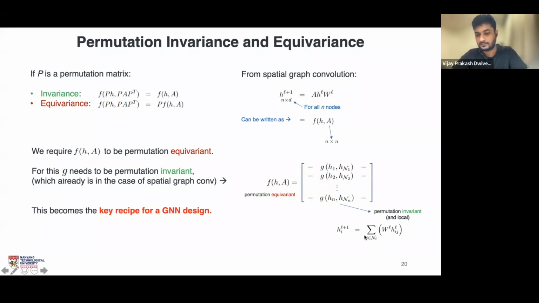And this is precisely the GNN that we have. So this function, when applied to one node, is permutation invariant, and when it's being applied for all different nodes, we have a GNN that takes in the input of all the nodes and outputs a feature vector corresponding to each of the nodes. So this becomes the key recipe of GNN design, and you can see that each of the functions in the GNN equations can all be abstracted using this building example.